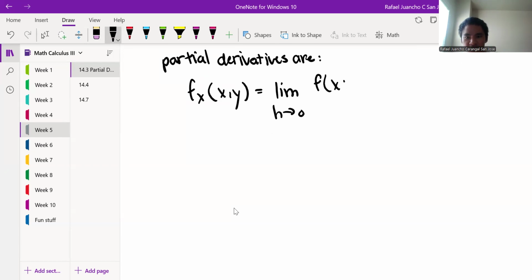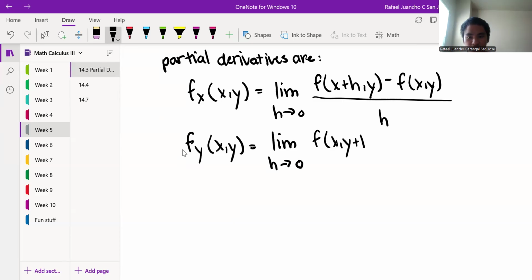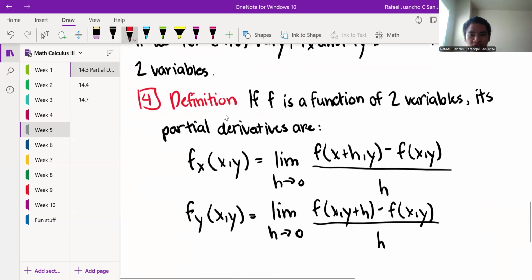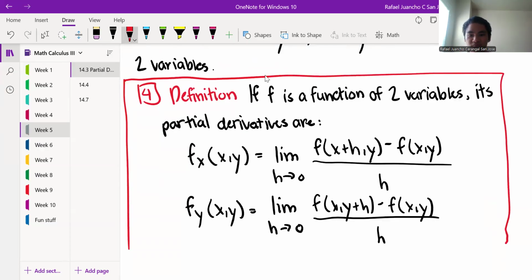So we have f of x plus h comma y minus f of x, y all over h. That's the first thing. The other thing is f sub y of x, y. And here's its limit definition. There we go. So that's another important definition that we have to cover.